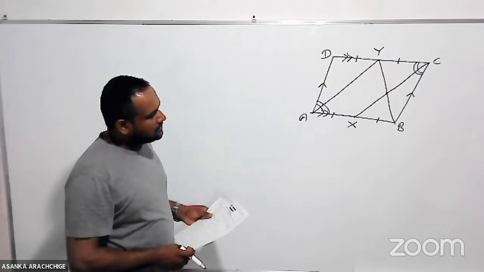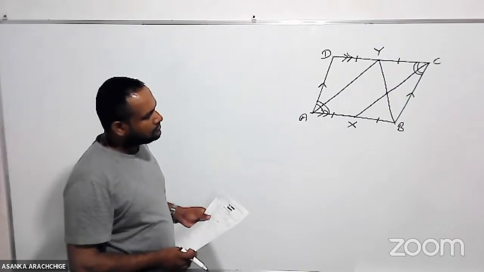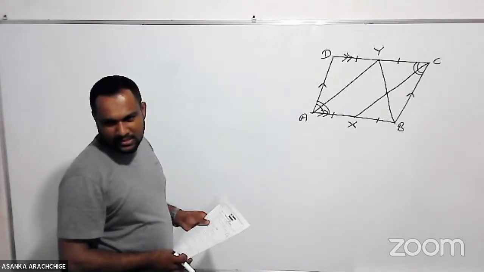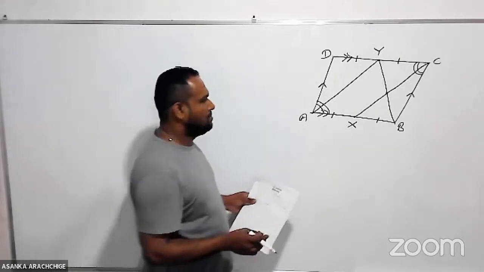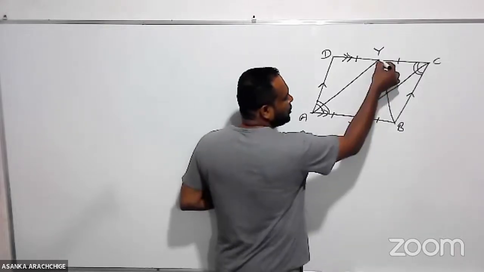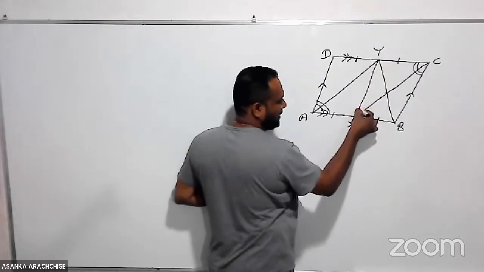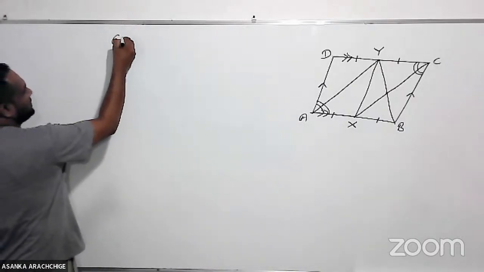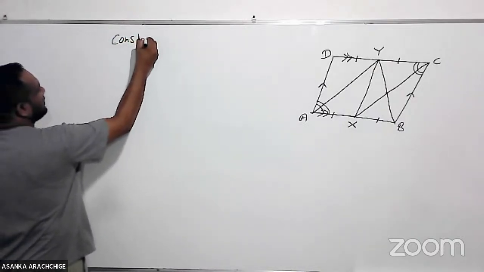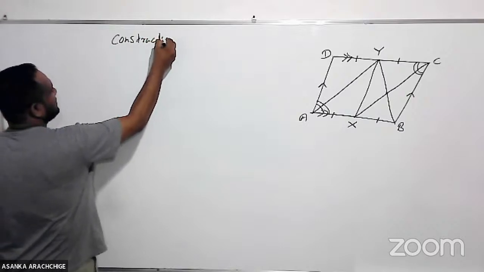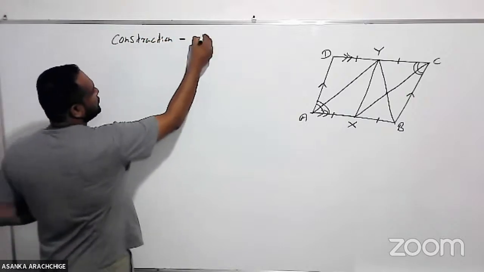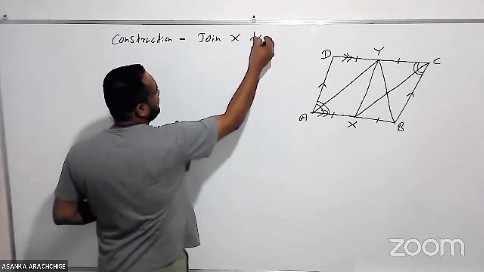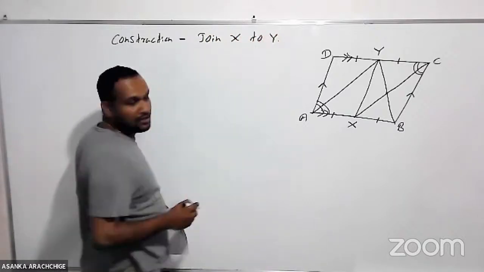So, you can show it like this. There are two methods basically. One method is you can join X to Y. Okay. Construction: join X to Y.